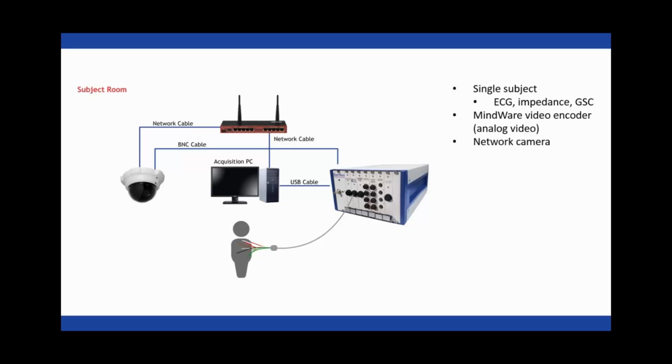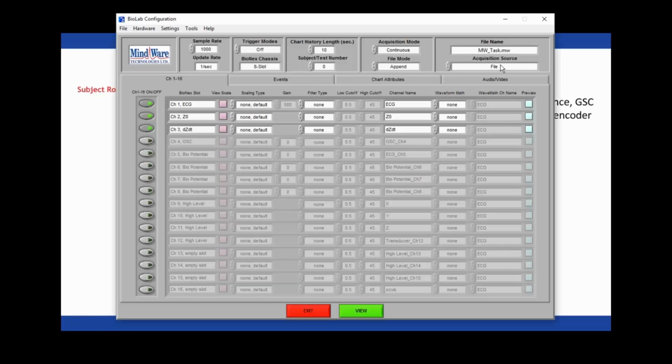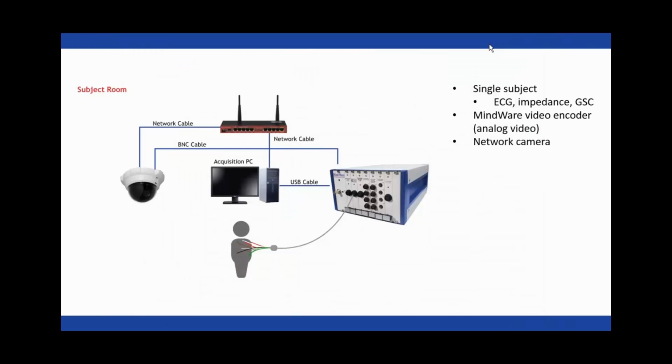And I'm going to start with a single subject configuration where we're collecting ECG, impedance, GSC. We're collecting video from a MindWare video encoder, and we're using a network camera. So here we can see the BioNex is connected to a subject. It's also connected to the acquisition PC, and there's a camera plugged into the BioNex as well. So to do that, I'm going to switch over to BioNex mode in BioLab.